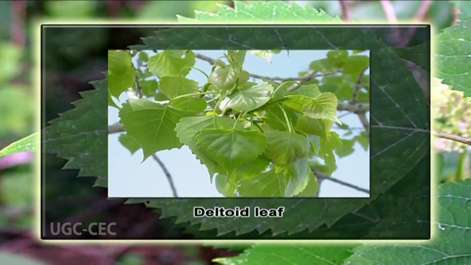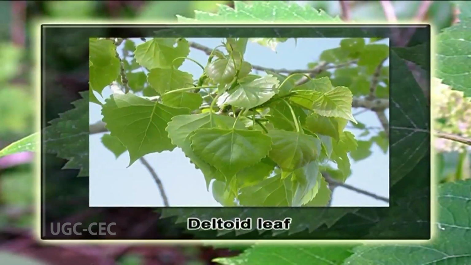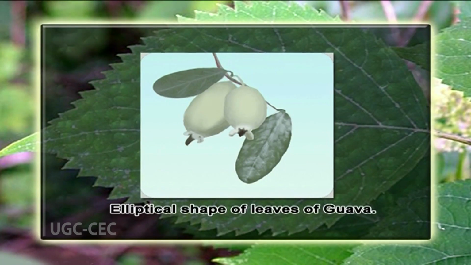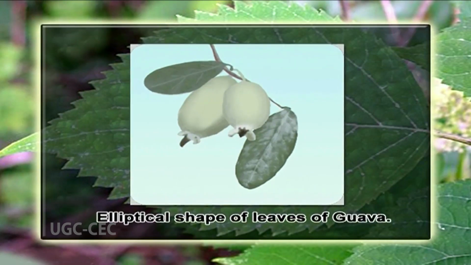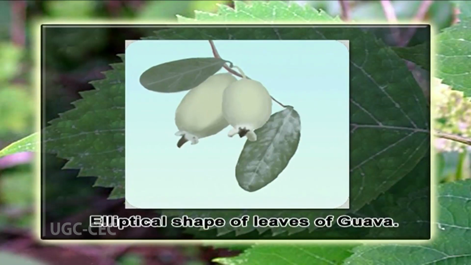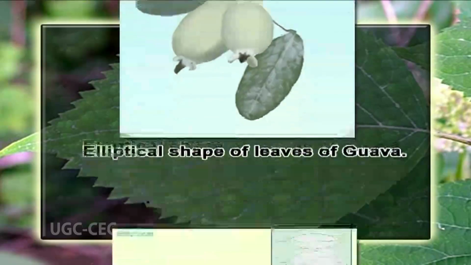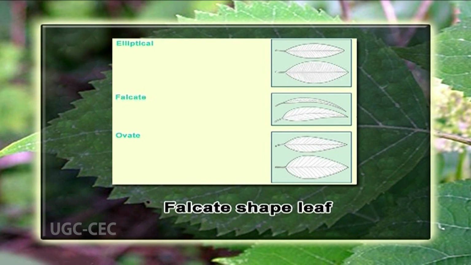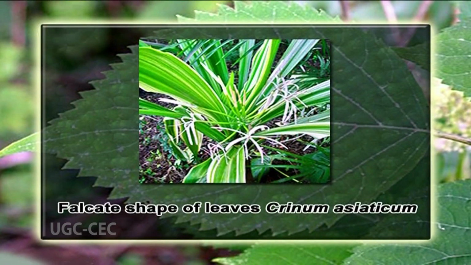Then deltoid. These are triangular like the Greek delta letter, bottom two corners often rounded off as in leaves of Populus glauca. Then elliptical. These are oval in outline, narrow to rounded ends and widest at or about the middle. For example, we have leaves of guava. Falcate, that's hooked like a sickle or beak of a falcon. For example, Crinum asiaticum.